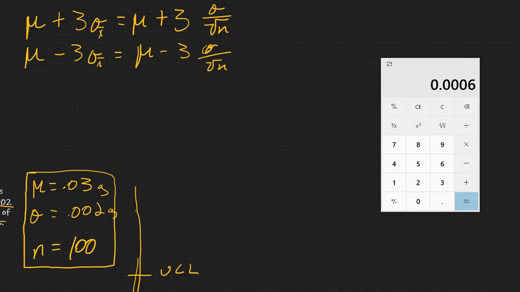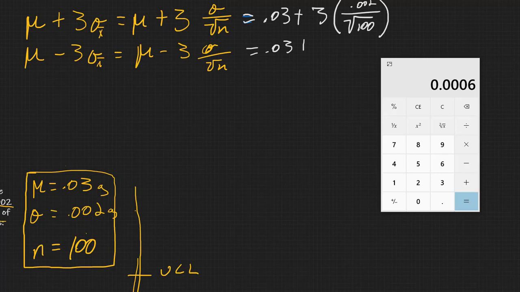So this is plug and play. This is 0.03 plus 3 times 0.002 over the square root of 100. That's my n, 100, whose square root is really going to be 10. That should be relatively easy. And 0.03 minus 3 times 0.002 over the square root of 100.